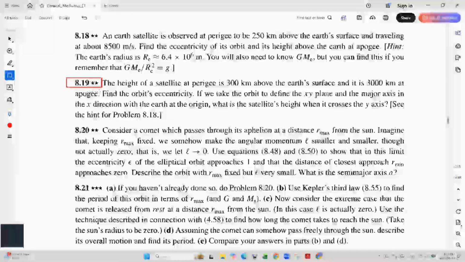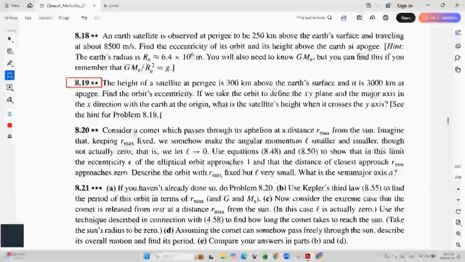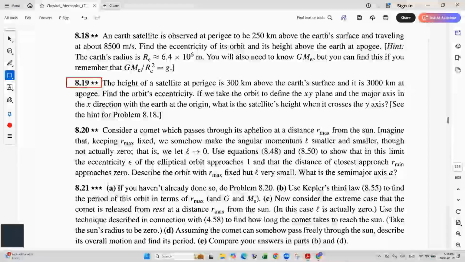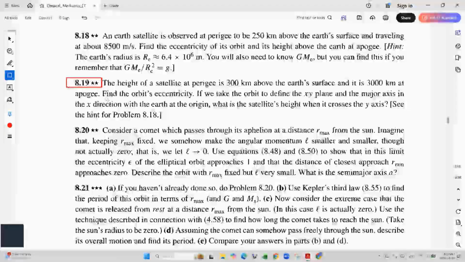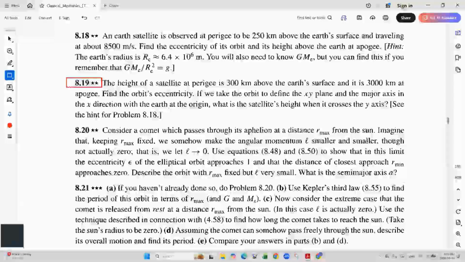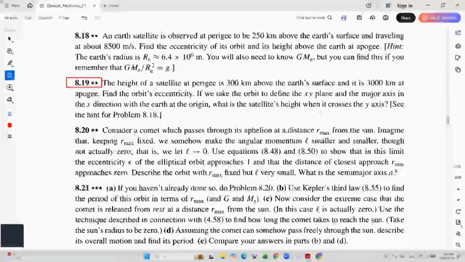Problem 8.19. The height of a satellite at perigee is 300 kilometers above the Earth's surface, and it is 3,000 kilometers at apogee. Find the orbiter's eccentricity. If we take the orbiter to define the xy plane and the major axis in the x direction with the Earth at the origin, what is the satellite's height when it crosses the y-axis?